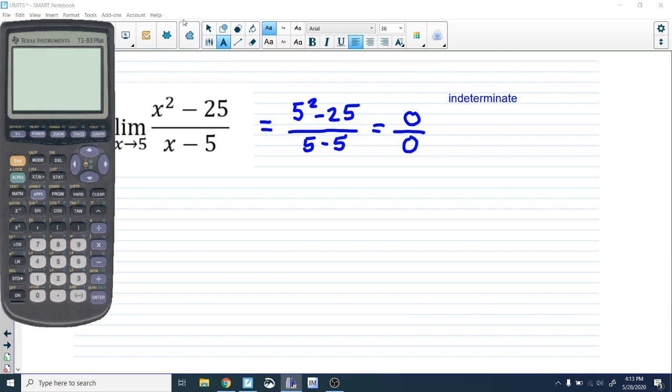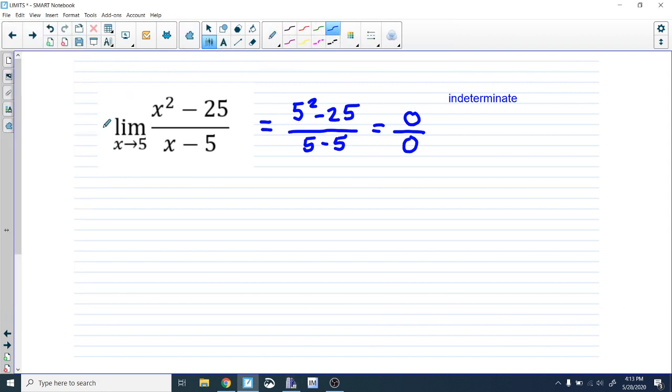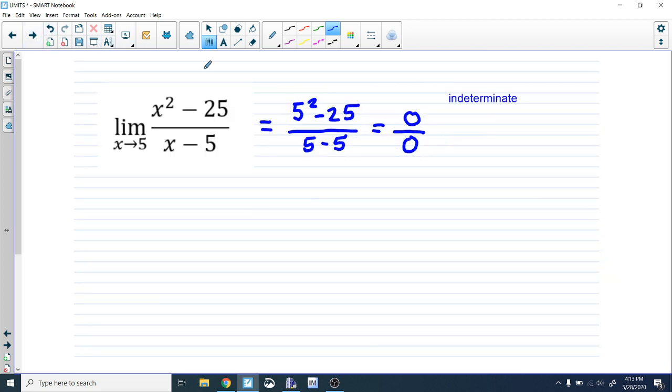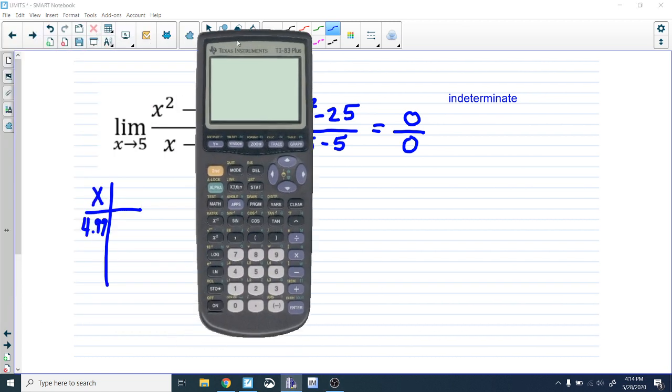I'm going to write that over here actually. So, by the way, in my methods for evaluating, I just tried substitution and it did not work. So now I'm moving on to a different method and I'm going to show you numerical approximation. Again, I can't sub in x equals 5, but how about x equals 4.99? Which I would argue is pretty close to x equals 5.